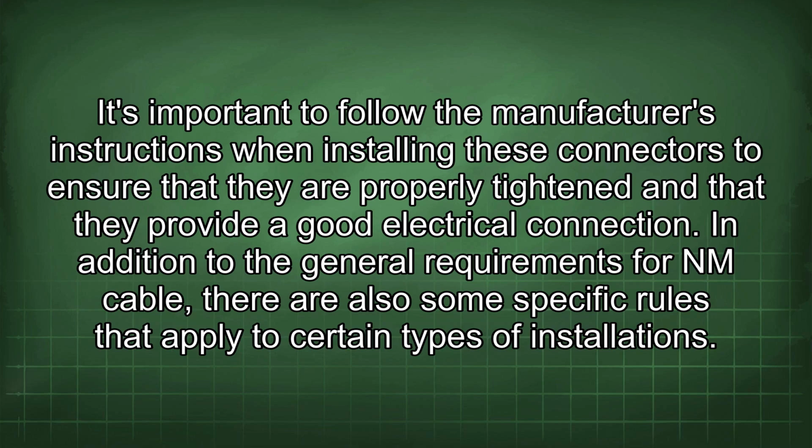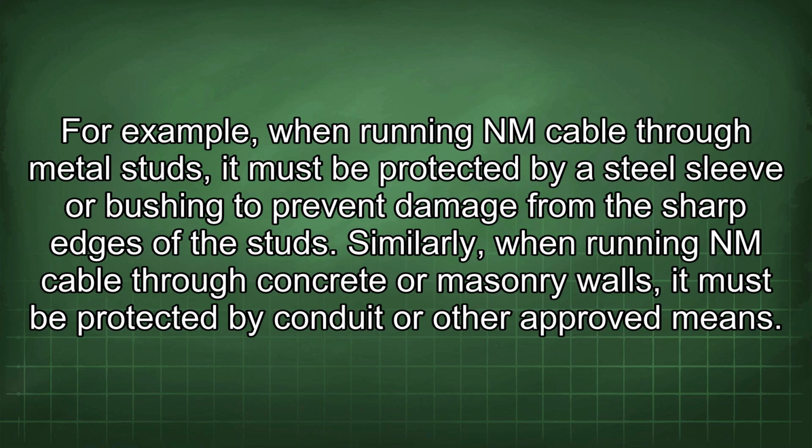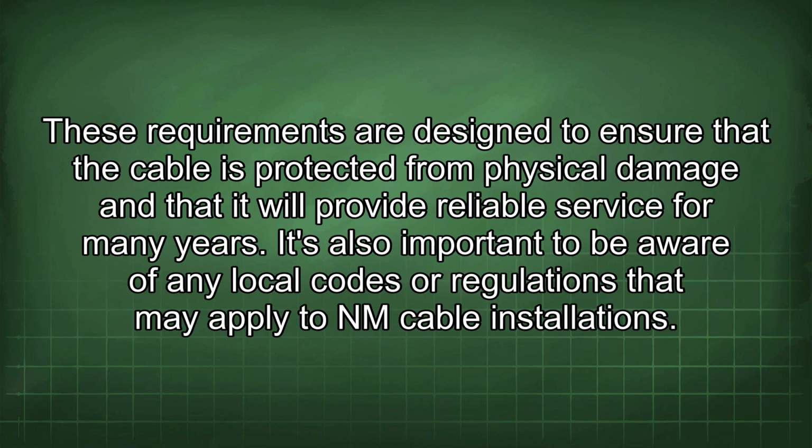In addition to the general requirements for NM cable, there are also some specific rules that apply to certain types of installations. For example, when running NM cable through metal studs, it must be protected by a steel sleeve or bushing to prevent damage from the sharp edges of the studs. Similarly, when running NM cable through concrete or masonry walls, it must be protected by conduit or other approved means. These requirements are designed to ensure that the cable is protected from physical damage and that it will provide reliable service for many years.